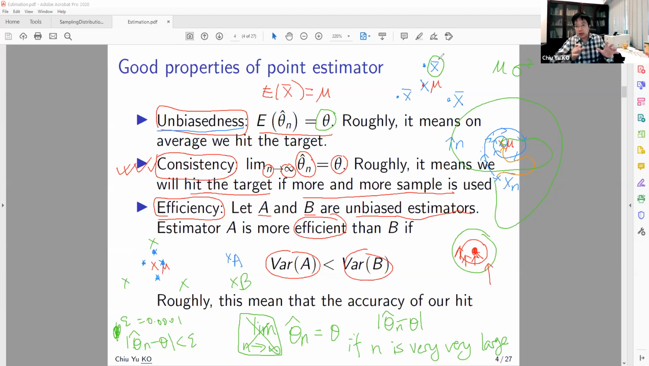Maybe it will be more clear if you give an example, but let's give an example. What are the estimators you have here? Okay.